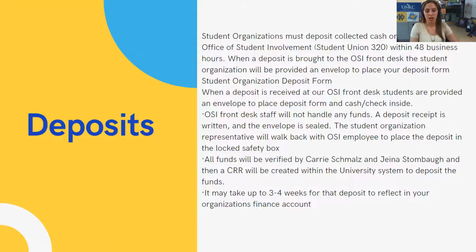Like I had mentioned, deposits can be done through our Office of Student Involvement. One thing that I forgot to mention that is super important is that typically if a student org does any type of fundraising, we just ask that those funds are then turned into the Office of Student Involvement within 48 hours of that event. So please be sure to have those student orgs bring in those funds, and then Carrie Schmaltz, our senior business partner, will be able to assist them with a deposit slip and have that reflect in their account around 3 to 4 weeks afterwards.